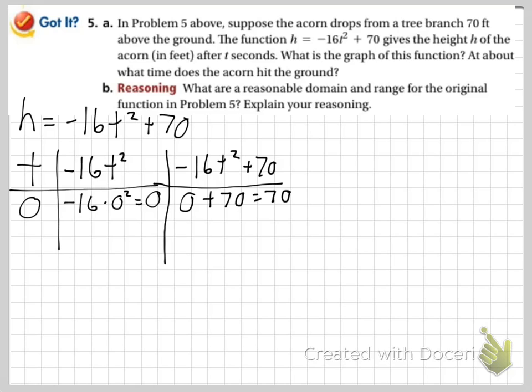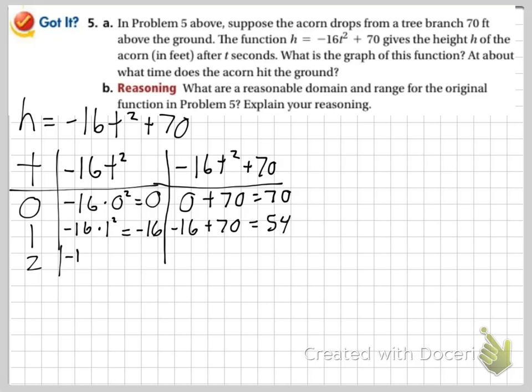And now I'm going to plug in 1. So after 1 second, let's see where we get. So -16 times 1 squared. 1 squared is 1 times -16. That's just -16. And -16 plus 70 will give us 54. So after a second, it's 54 feet above the ground.